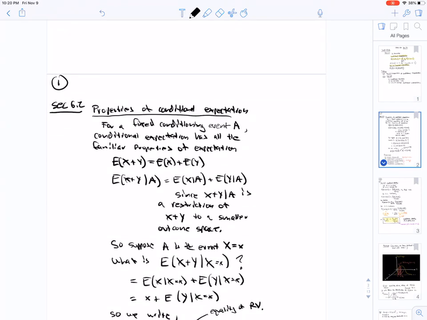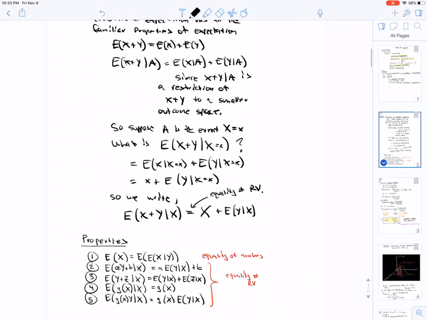For a fixed conditioning event A, the conditional expectation has all the familiar properties of expectation. For example, the expectation of X plus Y is the sum of the expectations. When you restrict to an event A, that rule doesn't change, because you're just restricting your outcome space to a smaller outcome space by conditioning on A. So there aren't going to be any surprises.